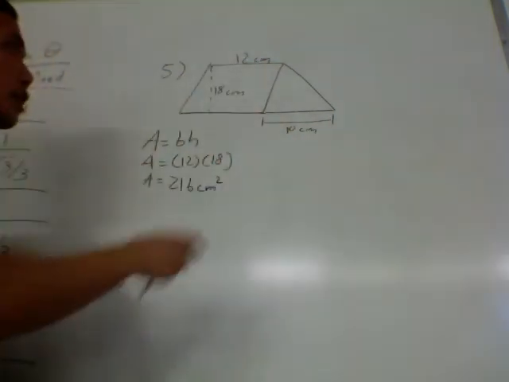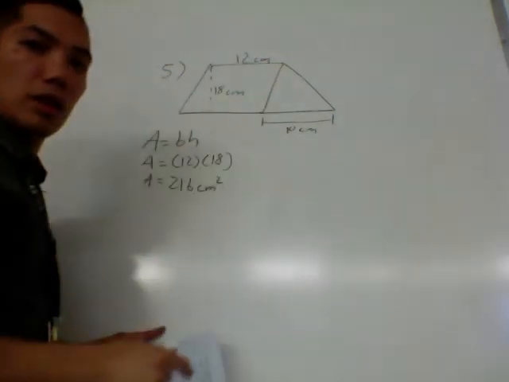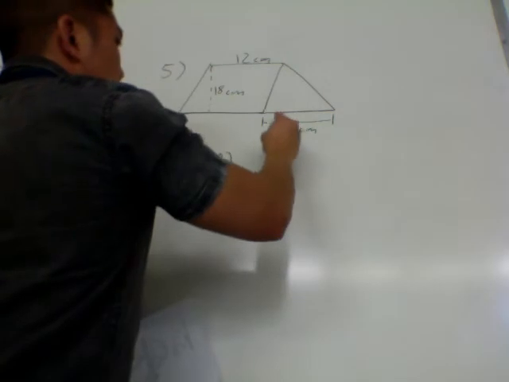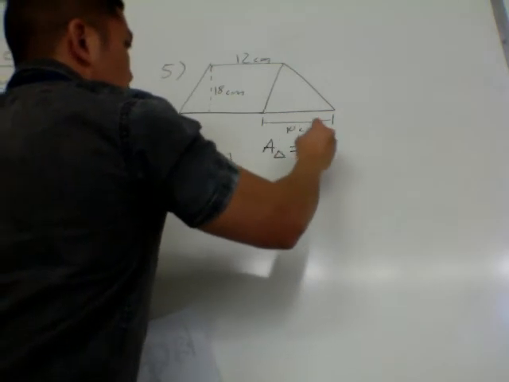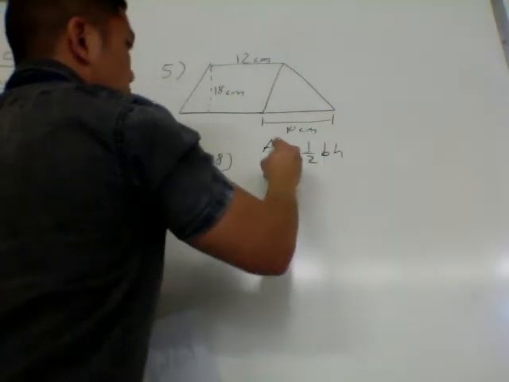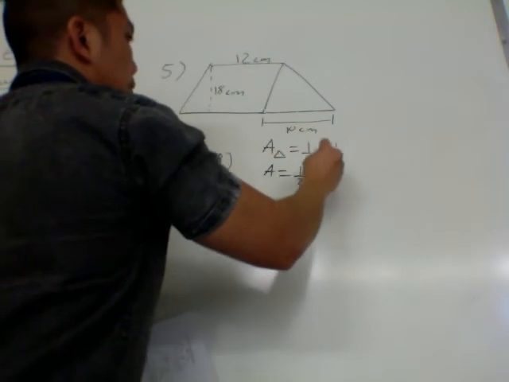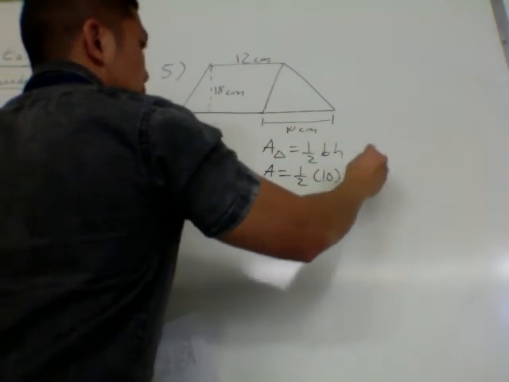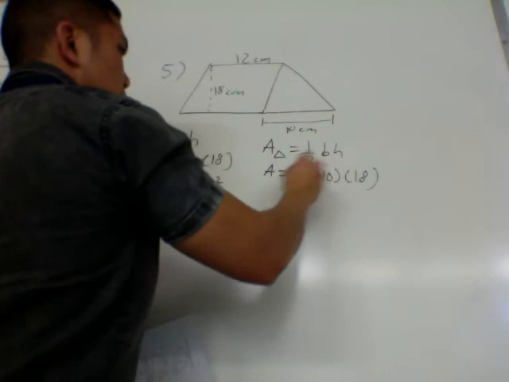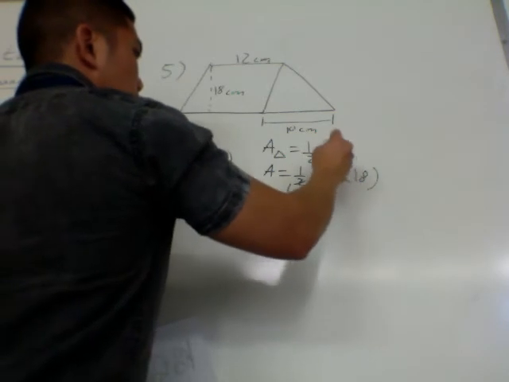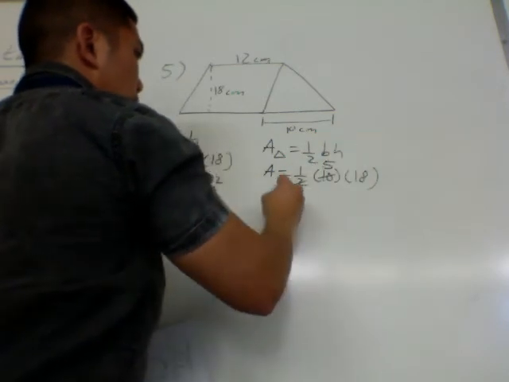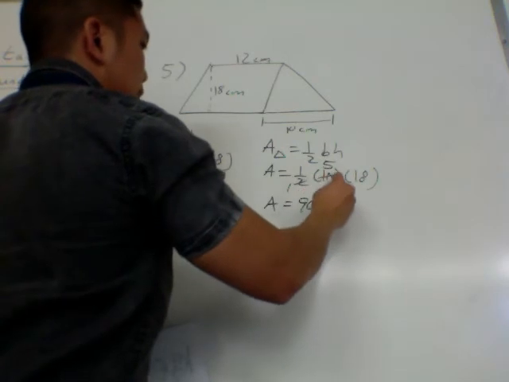Then I find the area of the triangle. The area of the triangle is equal to 1/2 times base times height. So the area is 1/2 times 10 times 18. So your answer here is 90 centimeters squared.